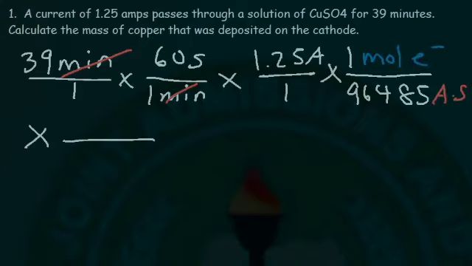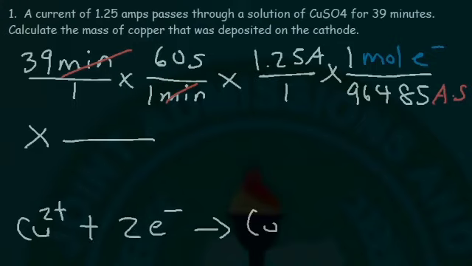And we need to understand the half reaction for copper 2 plus. So in copper sulfate, we have the copper 2 plus ions, and it's going to pick up 2 electrons in order to become copper metal. And when that happens, it can deposit itself on the cathode. Keep in mind, the mass of the cathode increases, the mass of the anode decreases.